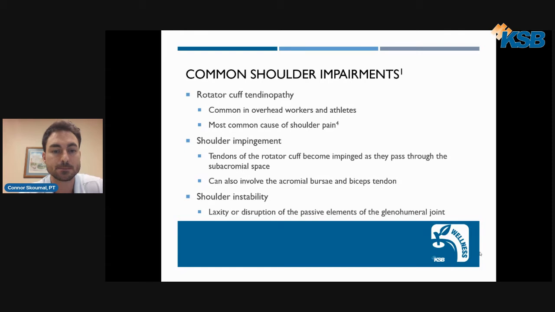We talked about that. And you can also have the acromion bursa and the biceps tendon involved. Shoulder instability, so that's basically laxity or disruption of the passive elements of the glenohumeral joint. We talked about those. So that would be more of your ligaments, your labrum, some of those non-contractile tissues. They can become lax along with shoulder weakness and cause instability, and subluxation, dislocation, things like that can occur.